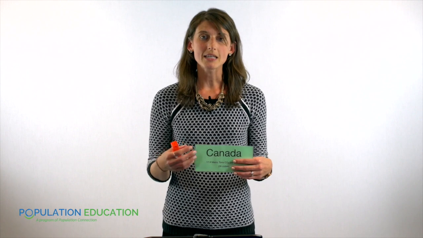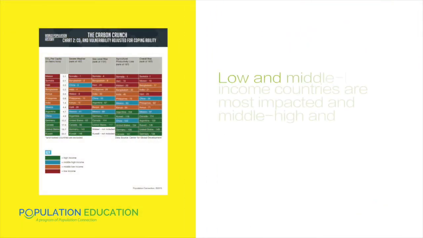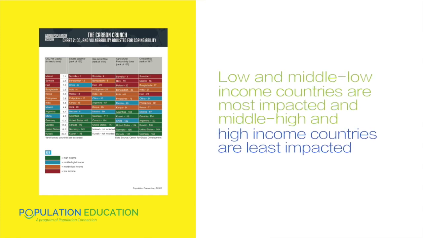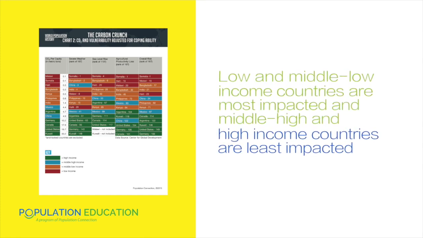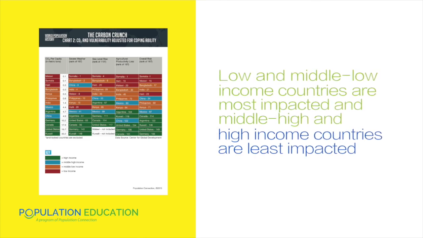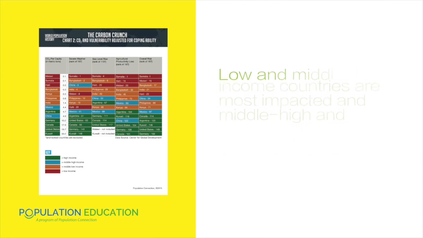So to represent this, we have a second chart, which is climate-related risk adjusted for coping ability. And what we see is that, as we expected, our low-income countries and middle-low income, those red and orange countries, move to the top of the chart, and our green countries move to the bottom.